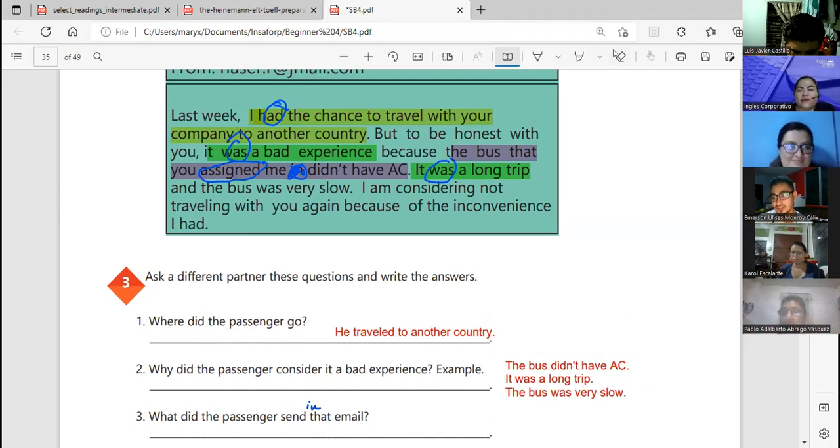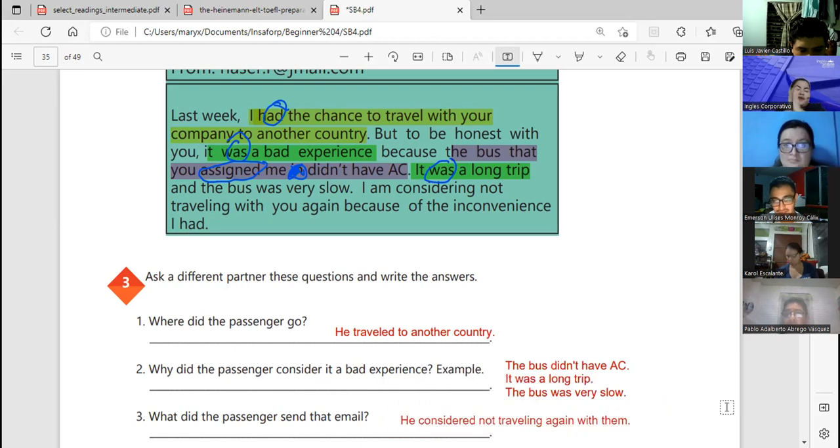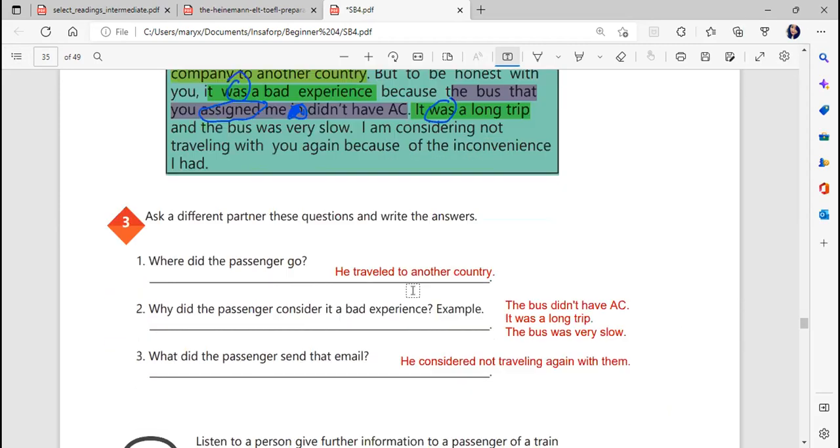Well, let's change this question. Why did the passenger consider... what did the passenger send in that email? He considered not traveling again. Okay, very good. He considered not traveling again with them, right? Because it was bad. Excellent. Very good, guys. Excellent job. Thank you so much. He considered not traveling again with them.